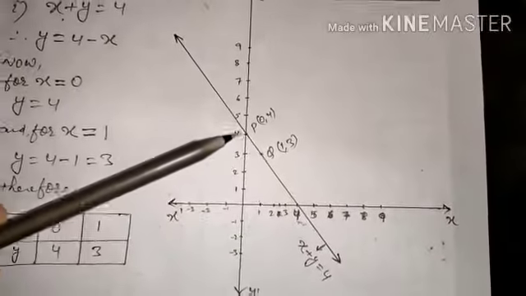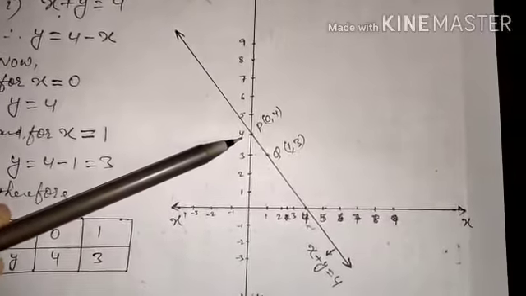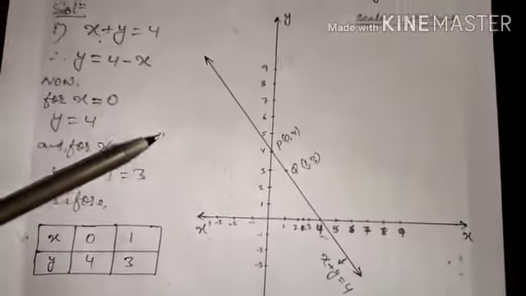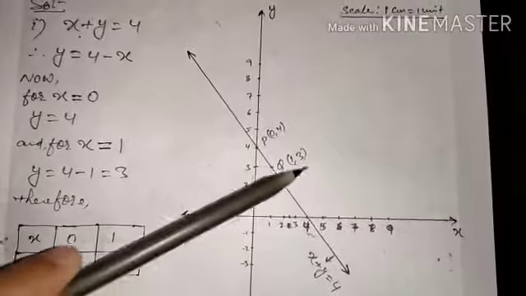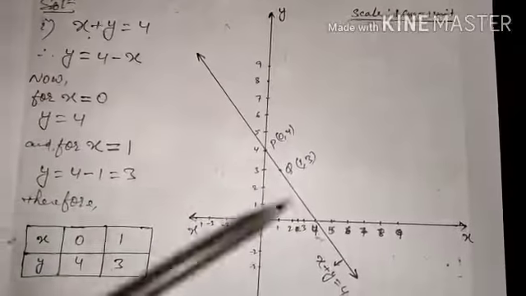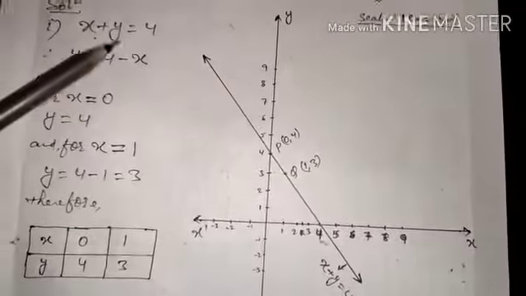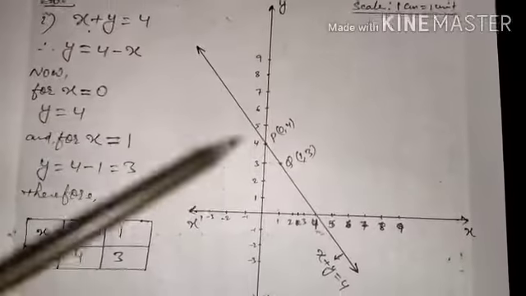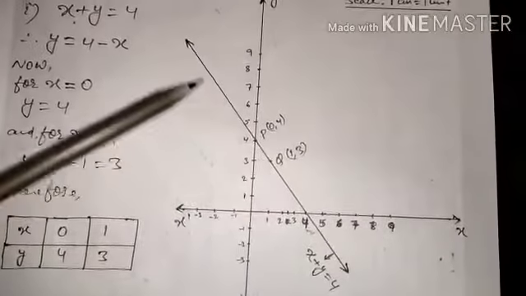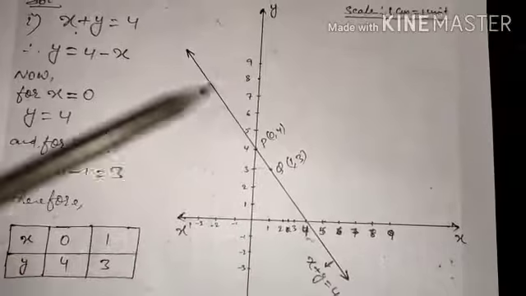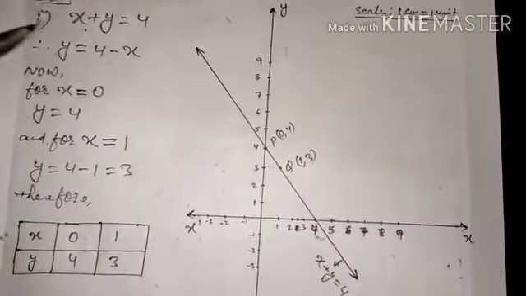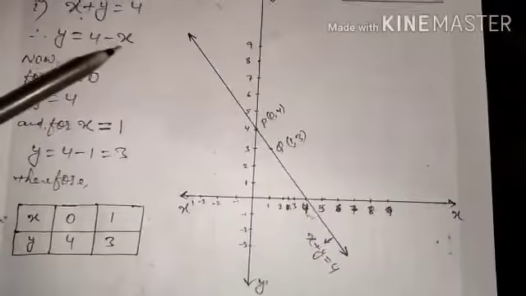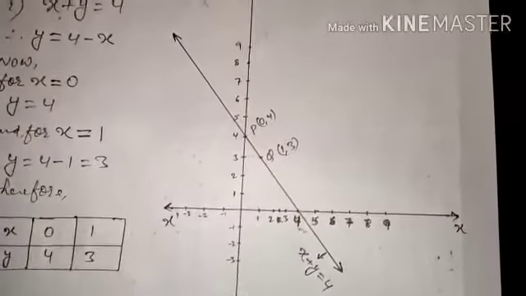Okay, and on this graph, see 0 comma 4, so 0 plus 4, that is 4. 3 plus 1, that is 4. See here, 4 comma 0, so 4 plus 0, that is 4. So it is satisfying this. The coordinates of all the points, x comma y, will satisfy this equation. So the sum must be equal to 4.